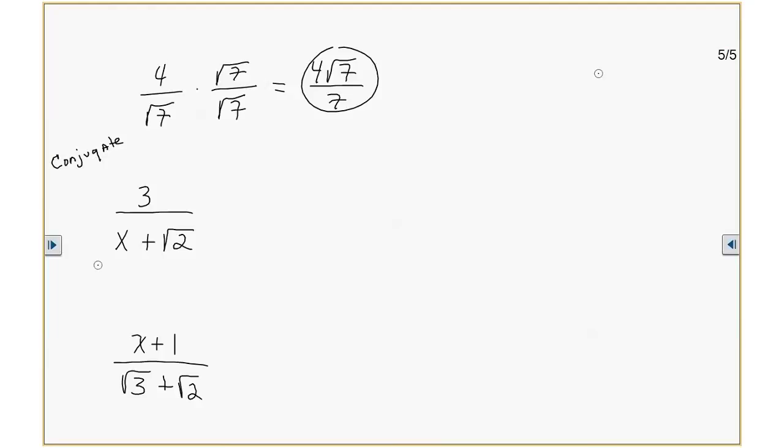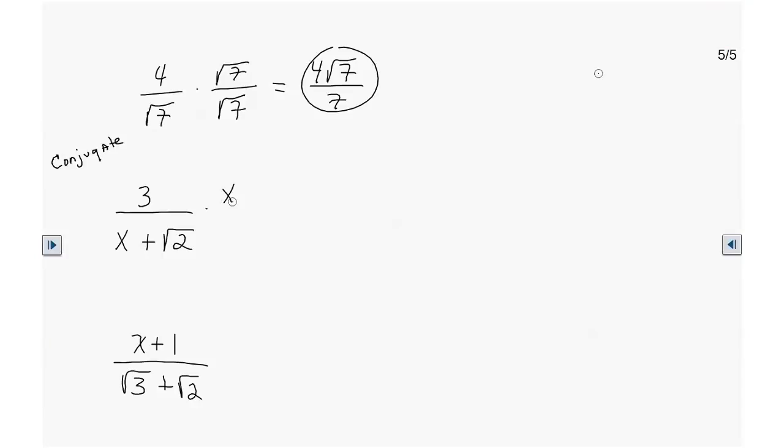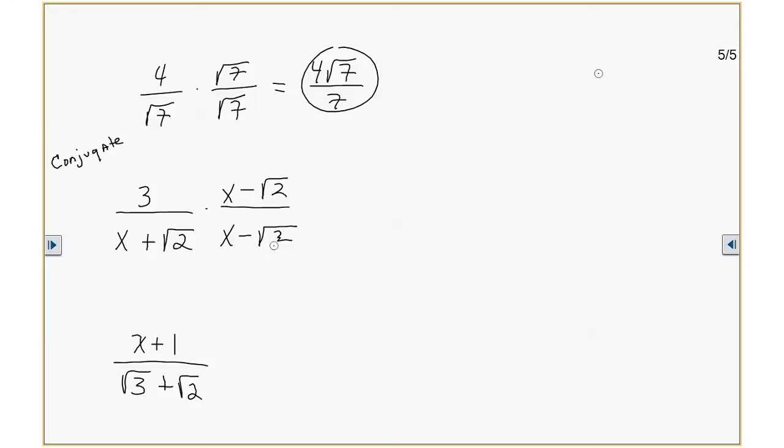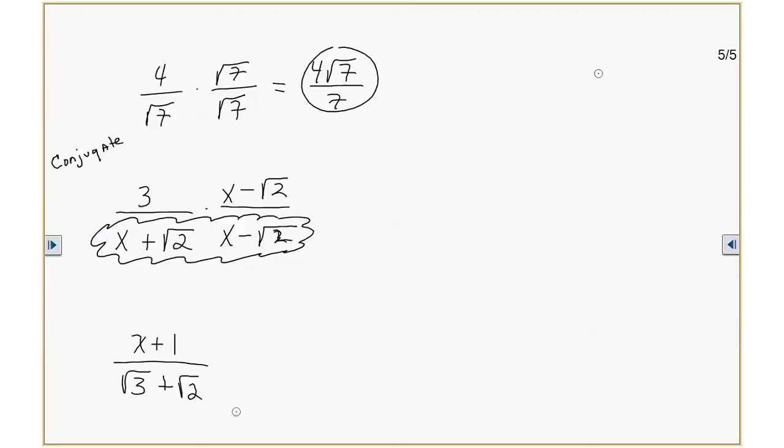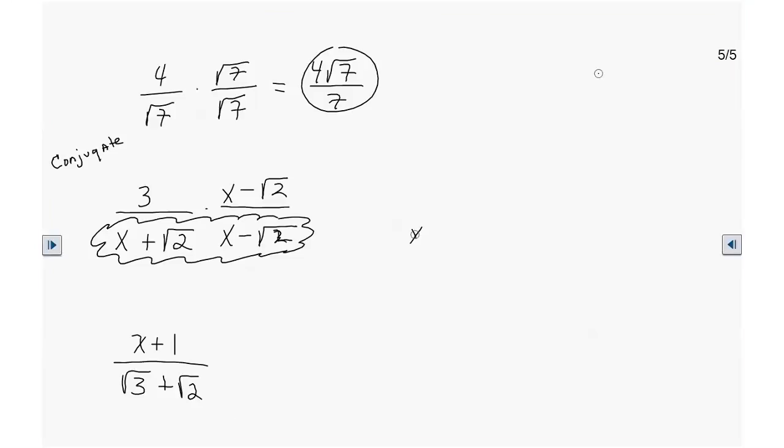So what's the conjugate of x plus square root of 2? X minus square root of 2. So multiply by x minus square root 2 over x minus square root 2. And what will the conjugate always give you on the bottom? Shortcut number 3. That gives you x squared minus 2. Y'all check me.